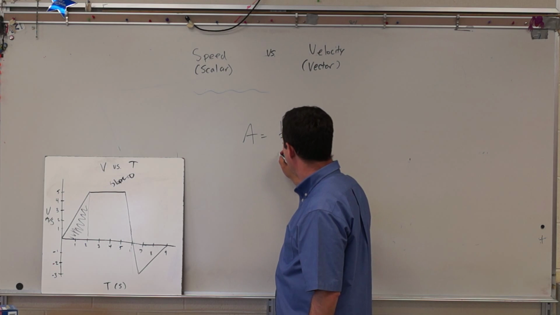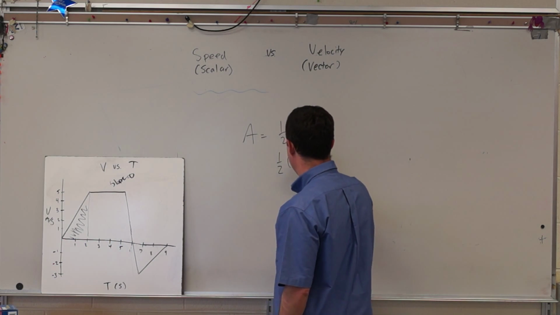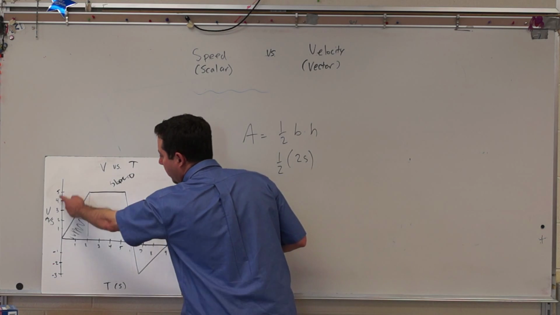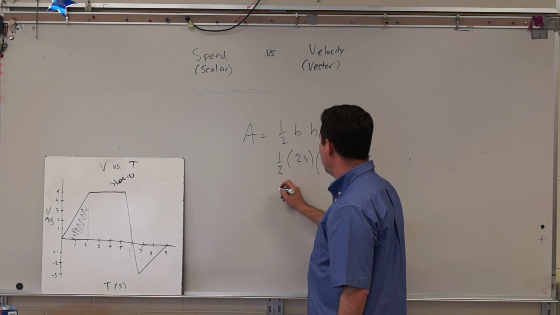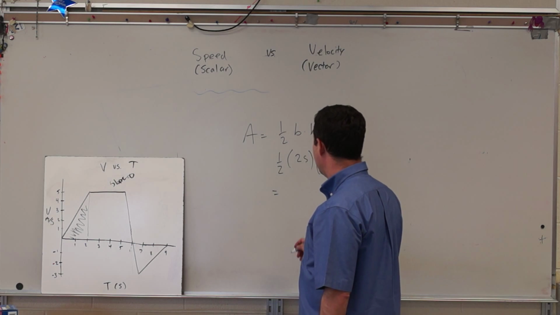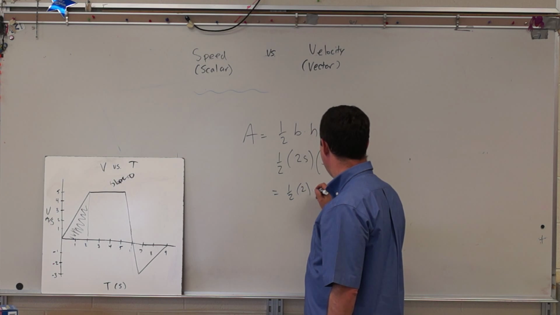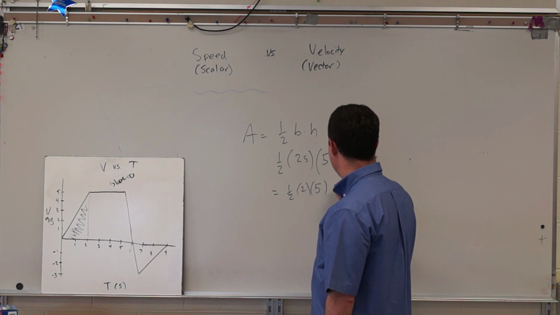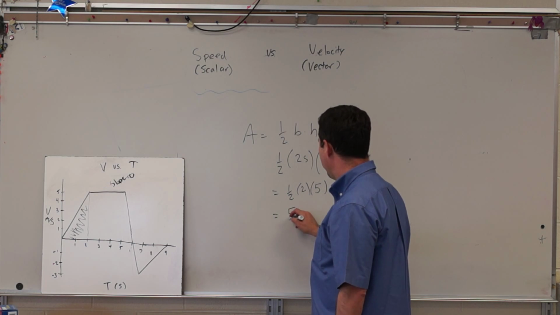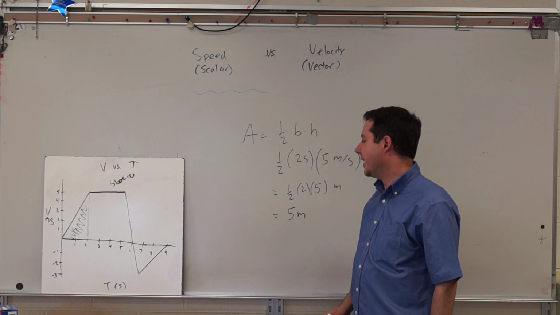For a triangle, in this case, the base would be 2 seconds. The height would be 5 meters per second. So the distance it traveled during those first 2 seconds is 1/2 times 2 times 5. The seconds cancel out, you get meters, so you end up getting 5 meters. So it's traveled 5 meters in the first 2 seconds.